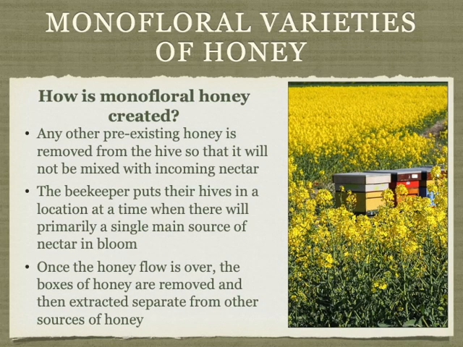So how is monofloral honey created? The beekeeper removes any other pre-existing honey that is in the hive so that it will not be mixed with the incoming nectar. They then put their hives in a location and at a time when there will be primarily a single main source of nectar in bloom. And then once that honey flow is over, the boxes of honey are removed and extracted. The honey is kept separate from other sources of honey.